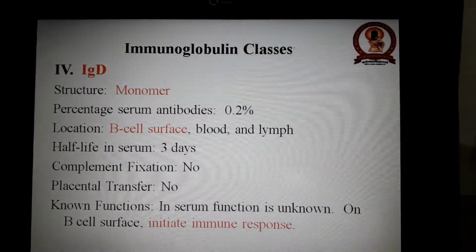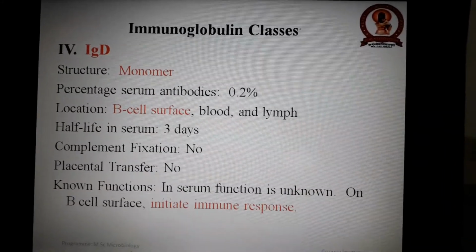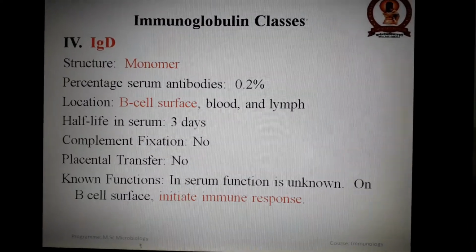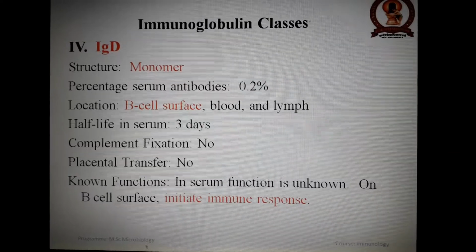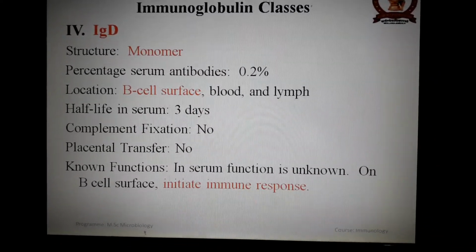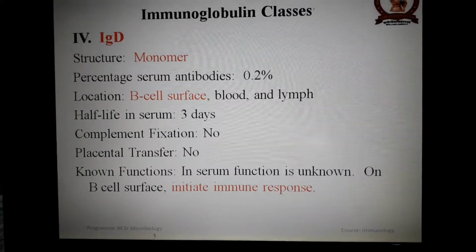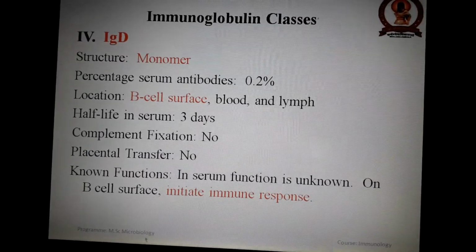Now we come to a different antibody, and that is IgD. When we are dealing with IgD, its structure is a monomer. Monomer means only a single Y-shaped structure. Its percentage in the serum is very low, 0.2%, and its location is on the B cell surface. It is present on the surface of the B cells, and in blood and lymph.